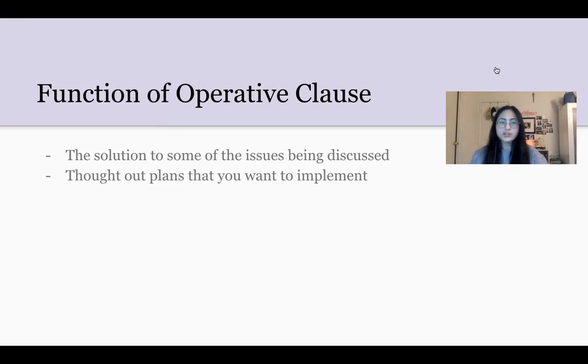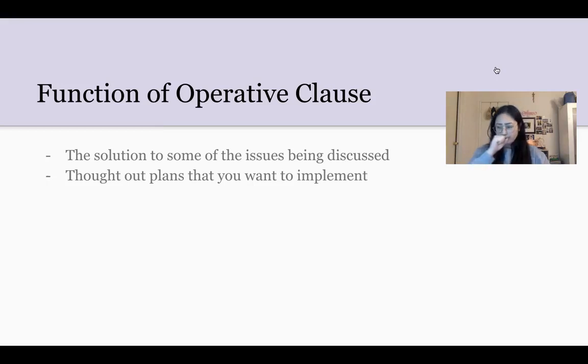Each operative clause should correlate to a preambulatory clause that you write. So, for example, if you write a preambulatory clause that states that a definition of a word is a bit vague and that you want to elaborate more on it, you could write an operative clause that suggests you redefine what that word means and provide what you want to include in that new definition. So with that example, basically your operative clause correlates with the preambulatory clause.